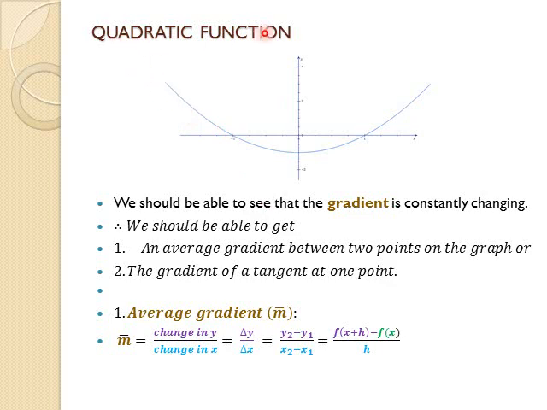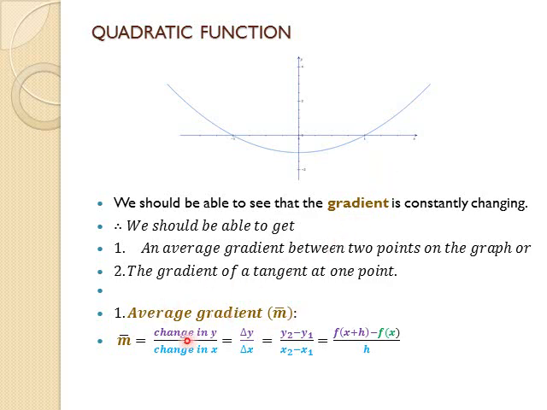Now if you look at the quadratic function or parabola, you can see it's constantly changing, it's curved. So there my gradient is constantly changing. Because it's constantly changing, we should be able to get what we call an average gradient between 2 points, and the gradient of a tangent, which generally is a line that touches the graph only in one place. That's referred to as a tangent.